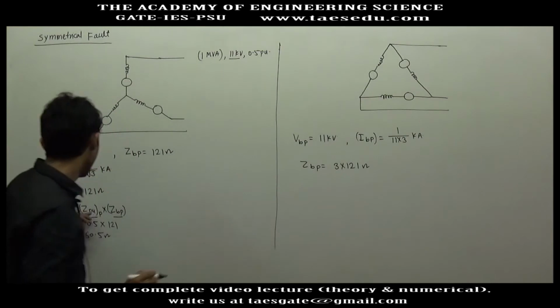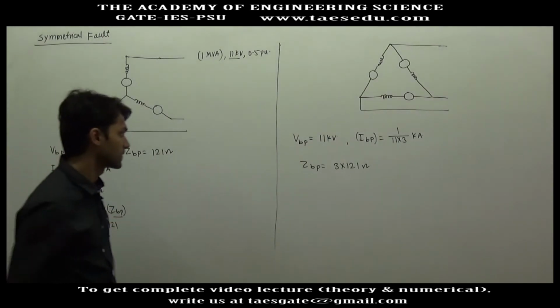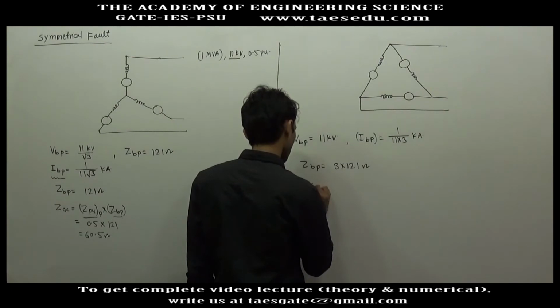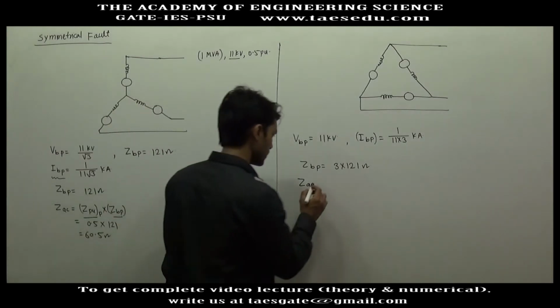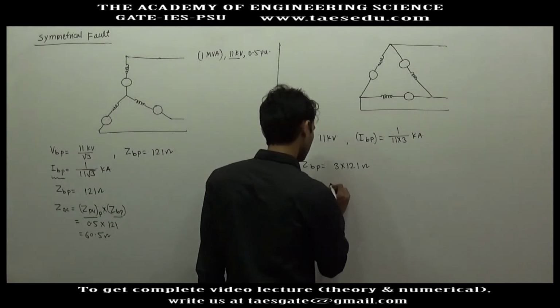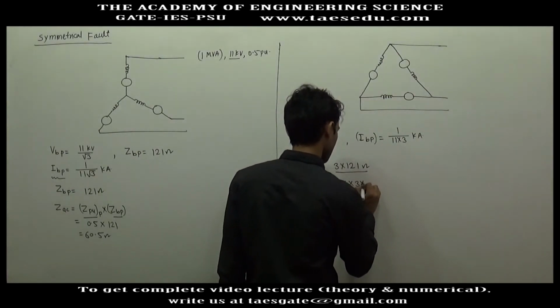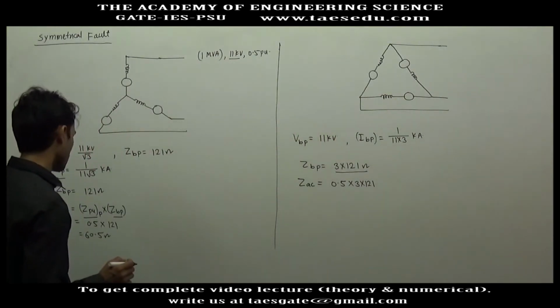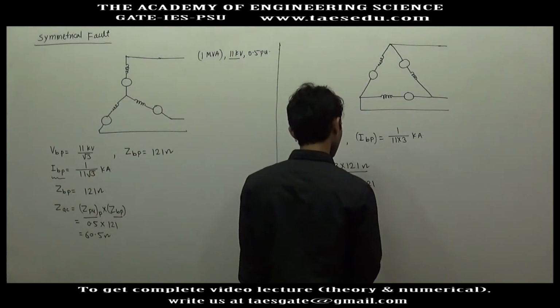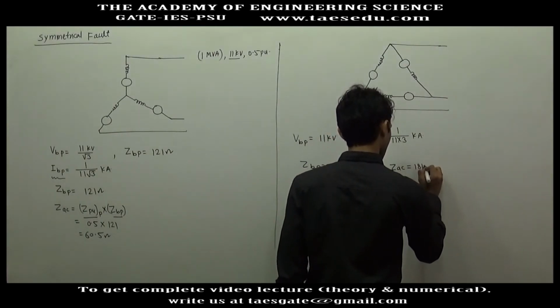And here we will use the same formula. The actual value of phase impedance, whether we say impedance or reactance, is the PU value of phase impedance into the base value of phase impedance. Okay, here you will get 3 times 60.5. Z actual is 181.5.